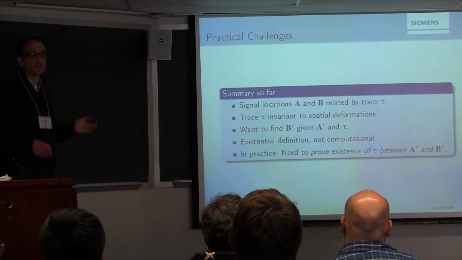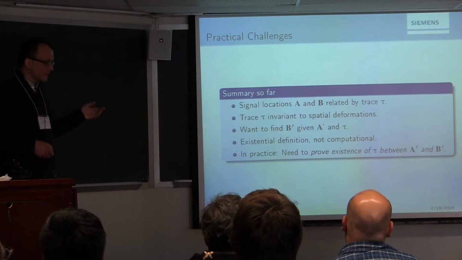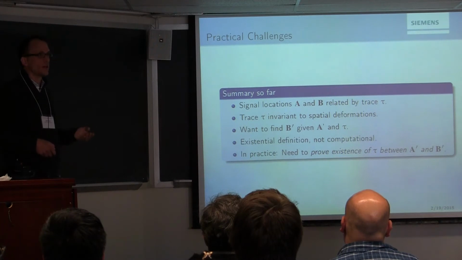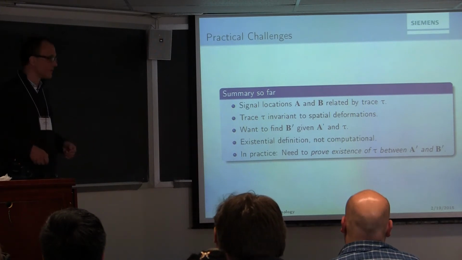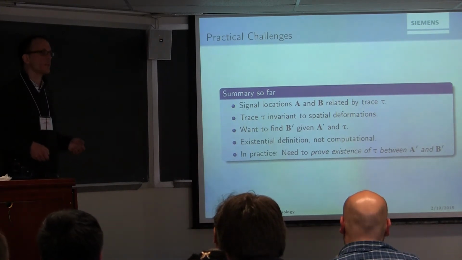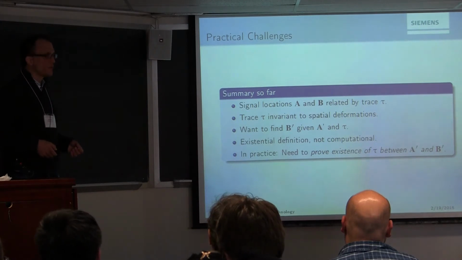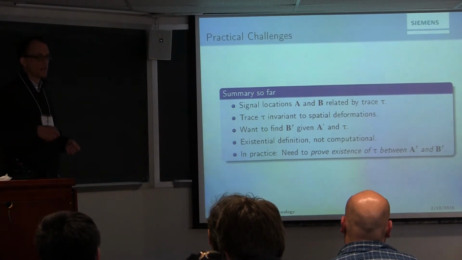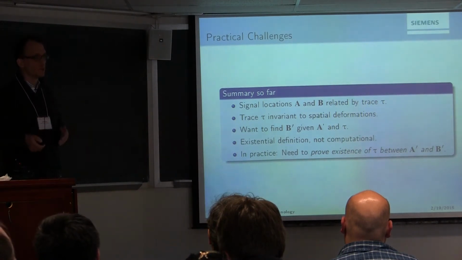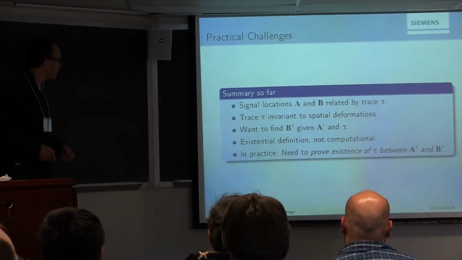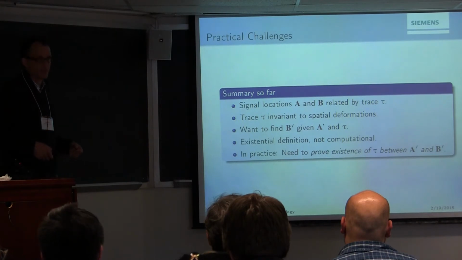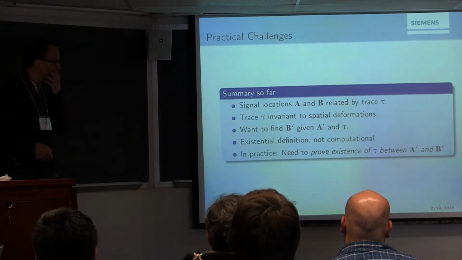So far, this is an existential definition. So we have said this is a necessary condition for B being the proper location, but it's not a computational definition. It doesn't tell us how we do this. And this is where the complexity comes in, because in practice, we need to prove the existence of that particular trace between A prime and possible B prime. If we are able to do this, then we can identify B prime and find its location. And a lot of the work is in making this a computational definition instead of an existential definition. And I'm going to sketch briefly how we do that.